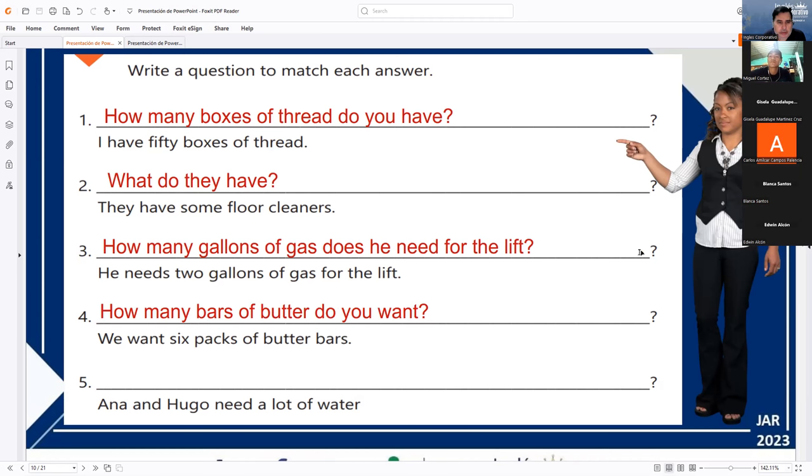Teacher, in number four, no sería how many bars of butter do they want? Because it's we want. Yeah, you plural. Yes. The thing is that you're talking directly to the person, and a person that answers includes himself. And he says, we want. And so you say, hey, you, how many bars of butter do you want? And they say, we want 6 bars of butter. Because if you use they, how many bars of butter do they want? The answer would be they want 6. Yes, the answer is different. But no problem. Thank you for the question.